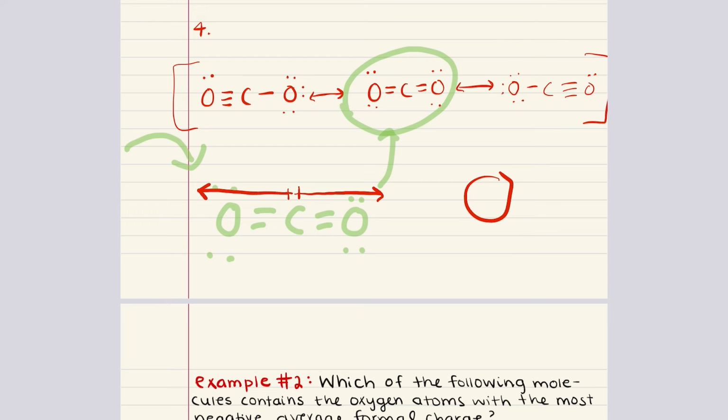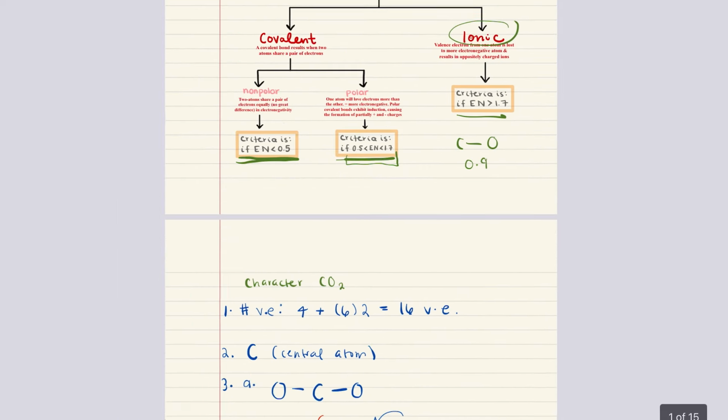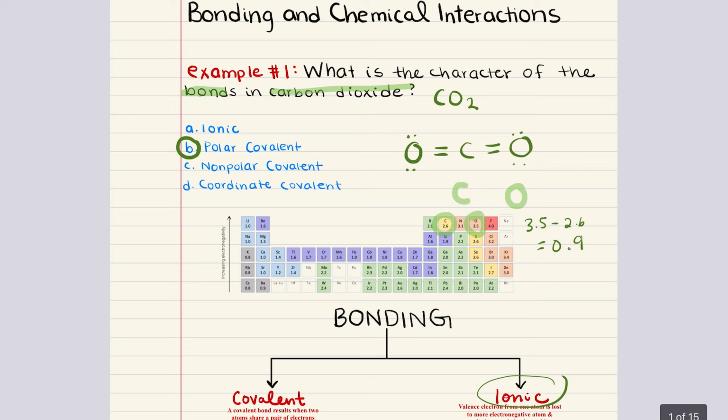If the net dipole moment is zero, this molecule is nonpolar. Otherwise, it would be polar, but the net dipole moment for carbon dioxide is zero. So that means carbon dioxide, the whole molecule, is nonpolar. But recognize that's not what the first question asked of us. The first question asked, what is the character of the bonds? And that's why it's really important to focus on what a problem really asks of you.